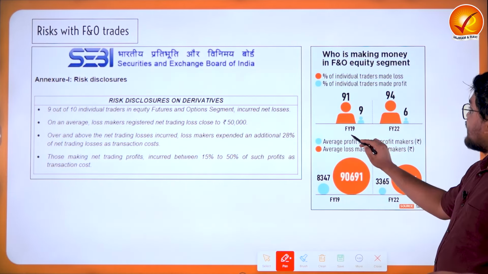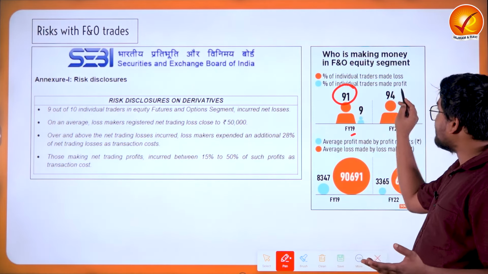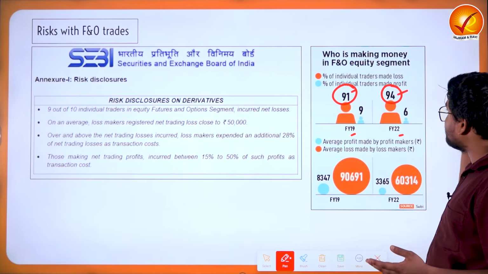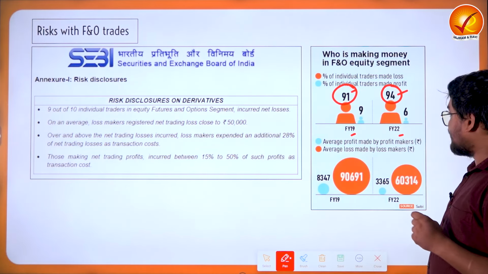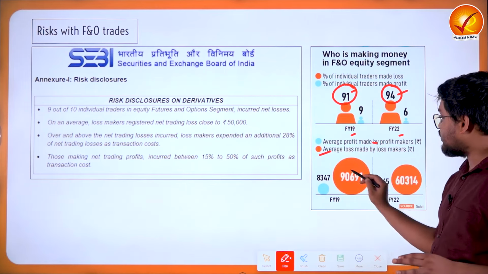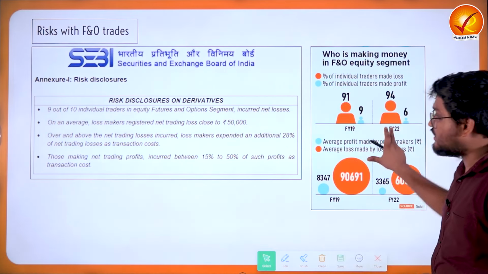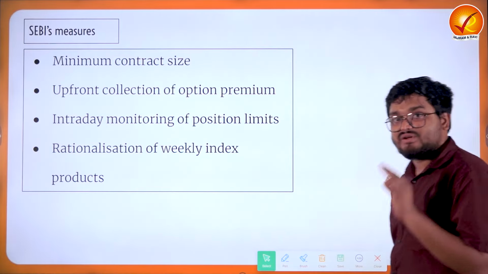In financial years 19 to 22, the number of people out of 100 who made losses is as high as 91 to 94%, as you can see. And also the average profit is very, very small, and the average losses, as you can see, are much higher. So this is where the main important issue is.